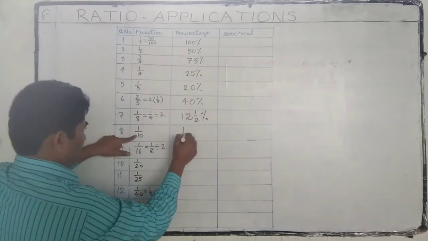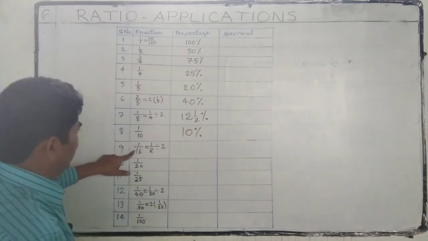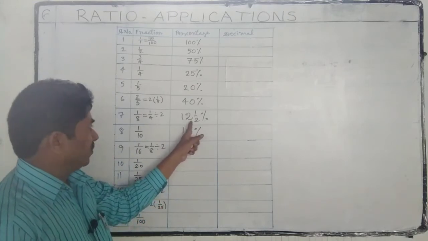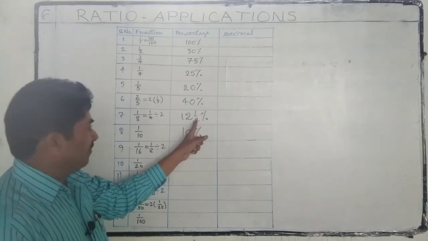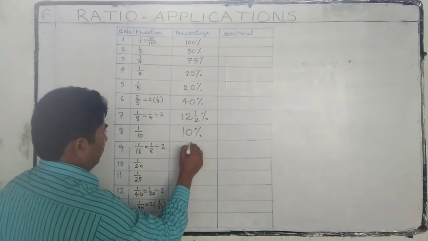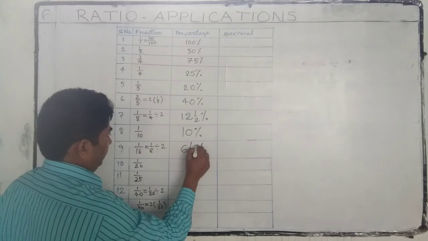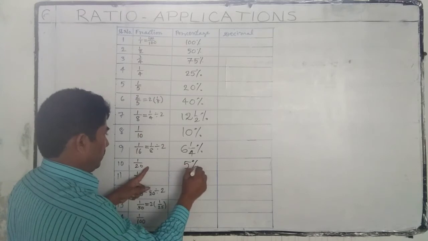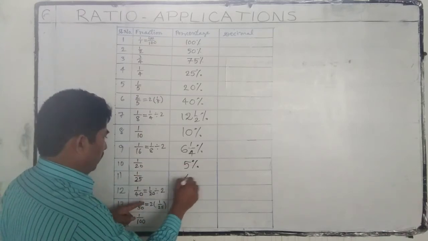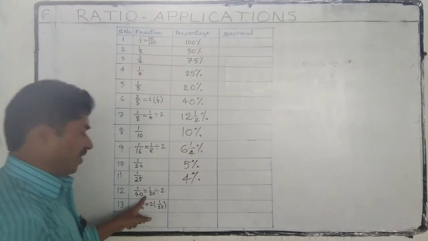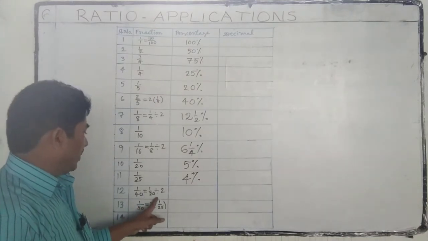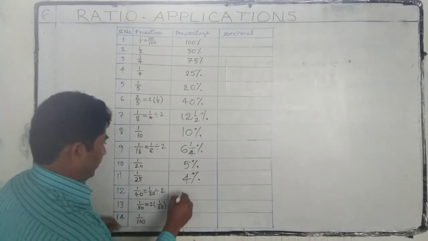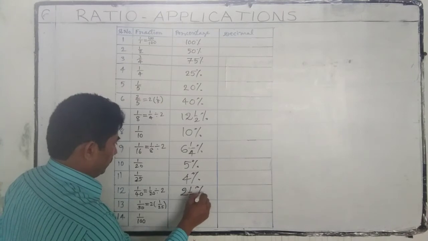1 by 10, 10 percentage. 1 by 16, half of 1 by 8. Here we have half of 1 by 8, 12.5 percentage. Half of 12.5 percentage is 6 1 by 4 percentage. 1 by 20, 5 percentage. 1 by 25, 4 percentage. 1 by 40 is half of 1 by 20. 1 by 20 we have 5 percentage. Half of 5 percentage, 2.5 percentage.